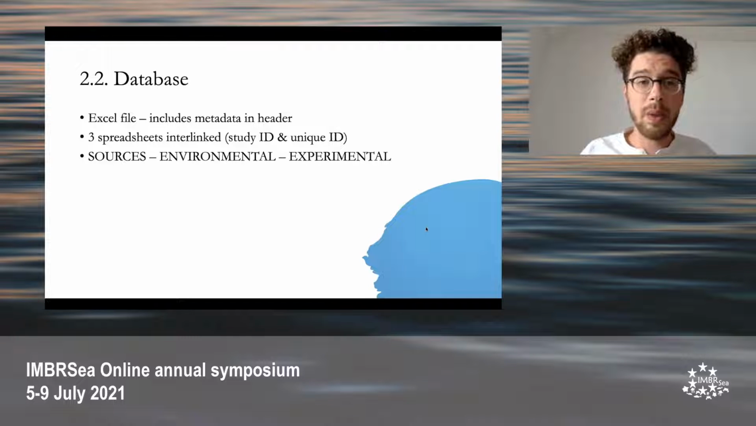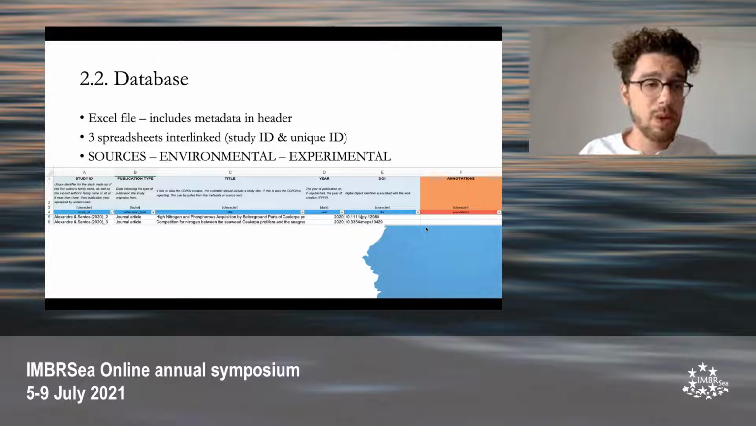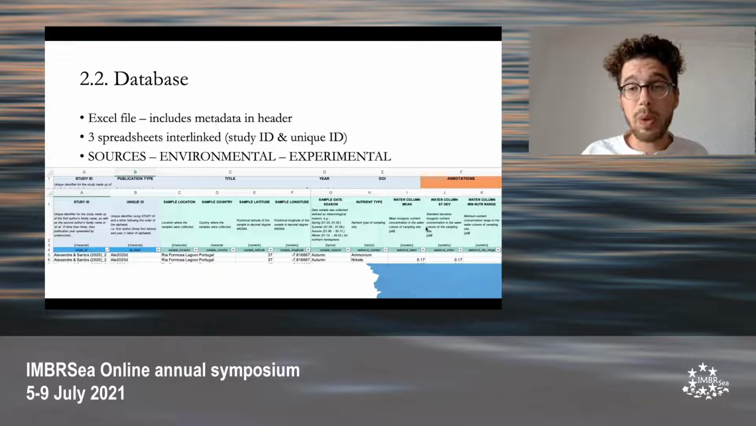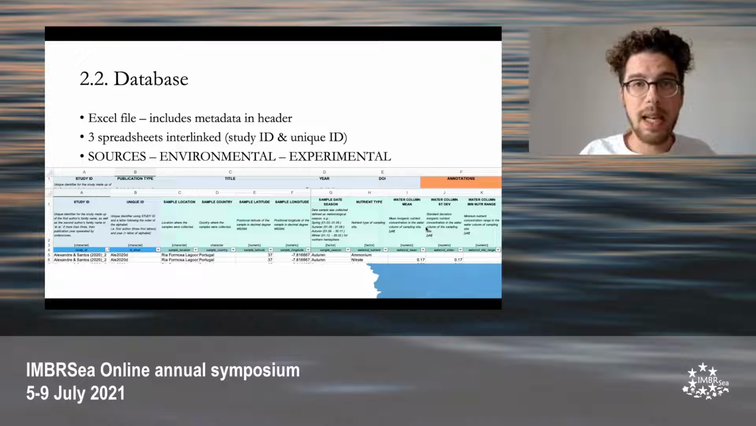To give you an idea how that looks like, here for sources, the general information about the publication we assess, link the study ID to a unique ID in our environmental sheet, where we register the sample location, the country, the coordinates, the sampling season, which nutrient type was sampled in water column and the pore water, as well as acclimation parameters such as temperature, salinity, light intensity, nutrients used.